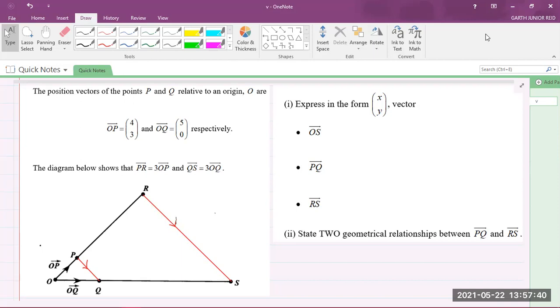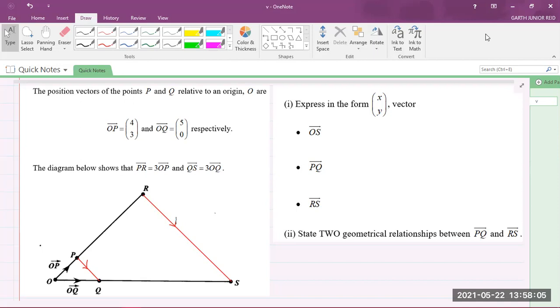So here we have a vectors question, and it says that the position vectors of the points P and Q relative to an origin O are the vector OP, which is (4, 3), and the vector OQ, which is (5, 0), respectively. The diagram below shows that the vector PR is 3 times the vector OP, and the vector QS is equal to 3 times the vector OQ. All right, so here we have our diagram below.